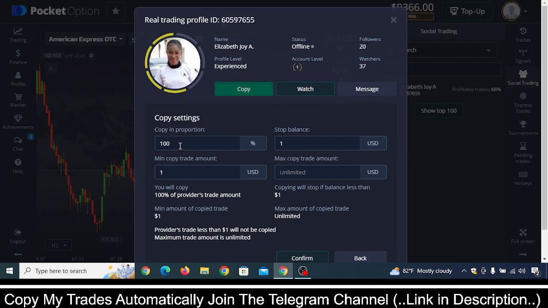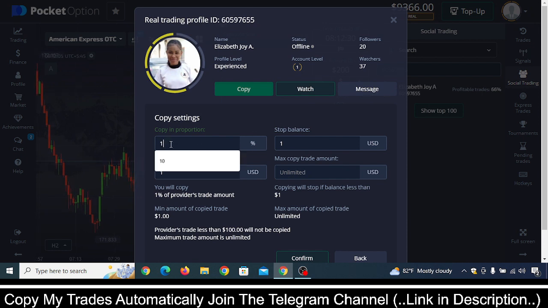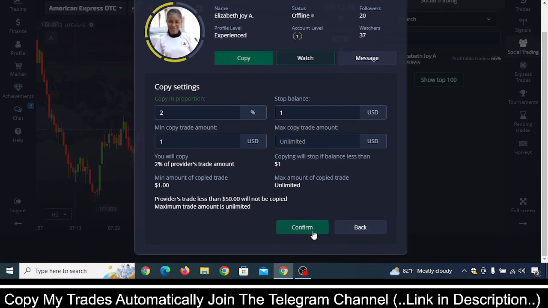Now let's say you want to copy $100 per trade, then just make it 50%. So this is the percentage. Okay, and let's say you just want to copy $2 per trade, make it 1%. Okay, 1% of $200 is $2. So let's say you want to make $4 per trade, make it 2%. 2% of $200 is $4. Once you do this much, then just simply click on confirm and you will start to copy my trades automatically in your Pocket Option account.